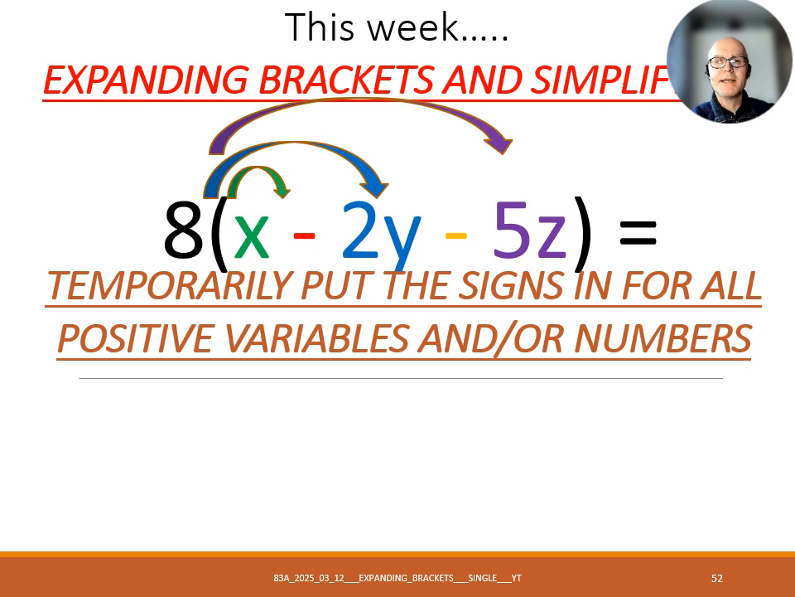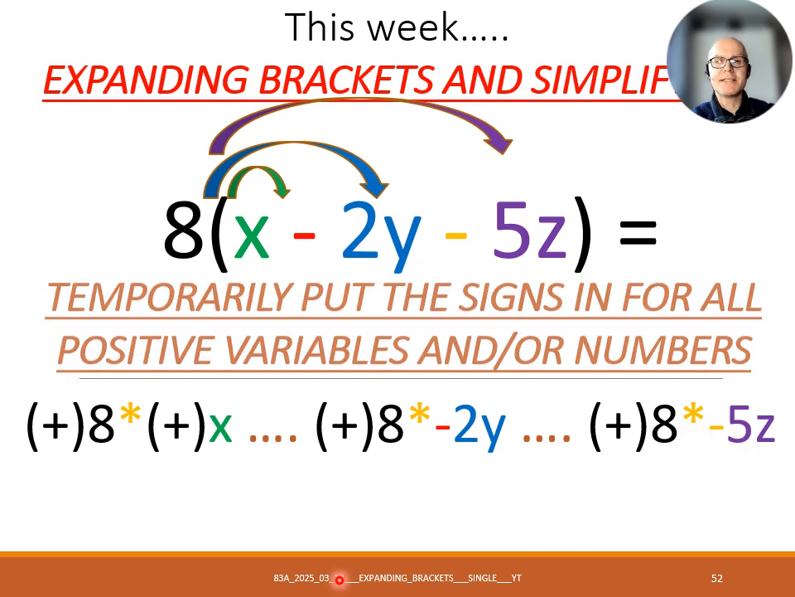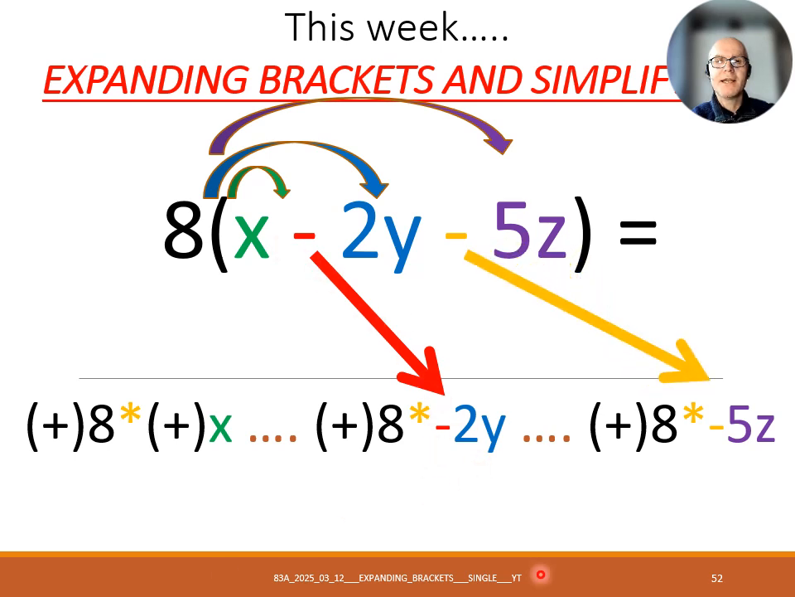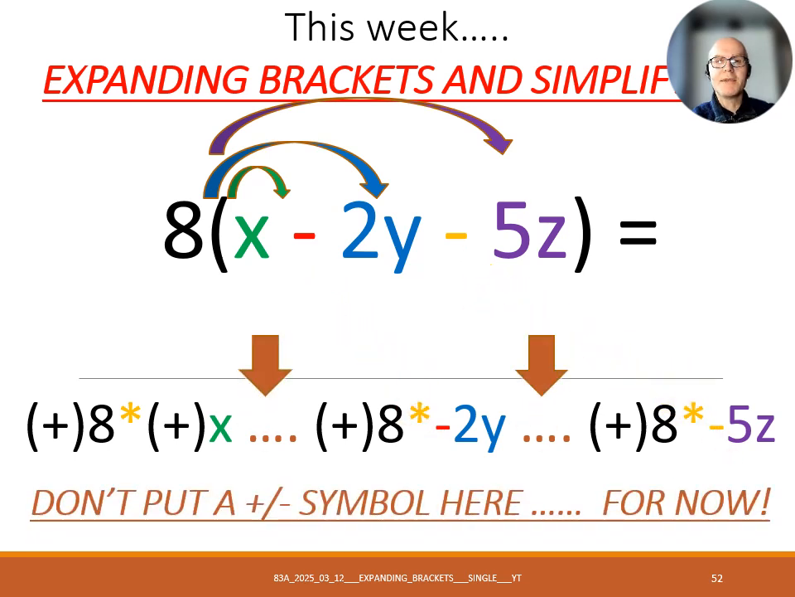Put the positive signs back in. Positive 8 times positive x, positive 8 times negative 2y, and positive 8 times negative 5z. That's where the negative sign comes from for the negative 2y, and that's where the negative sign comes from for the negative 5z. This time it's 3 little chunks for our equation.